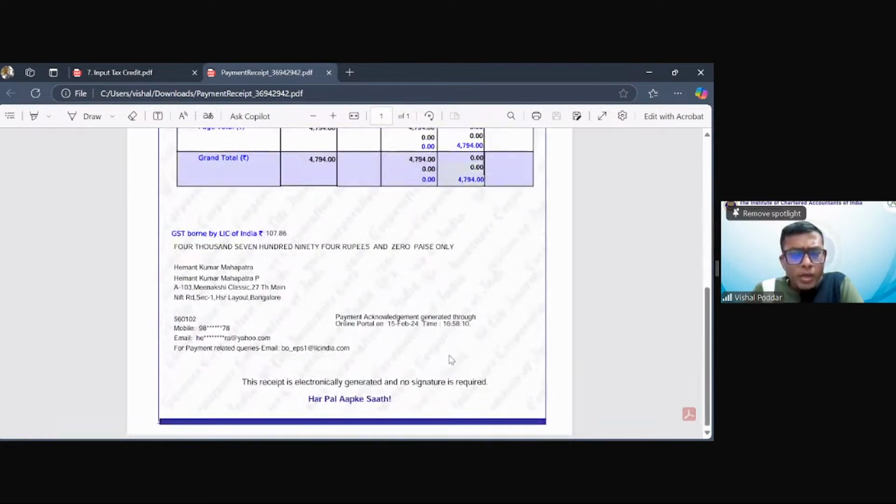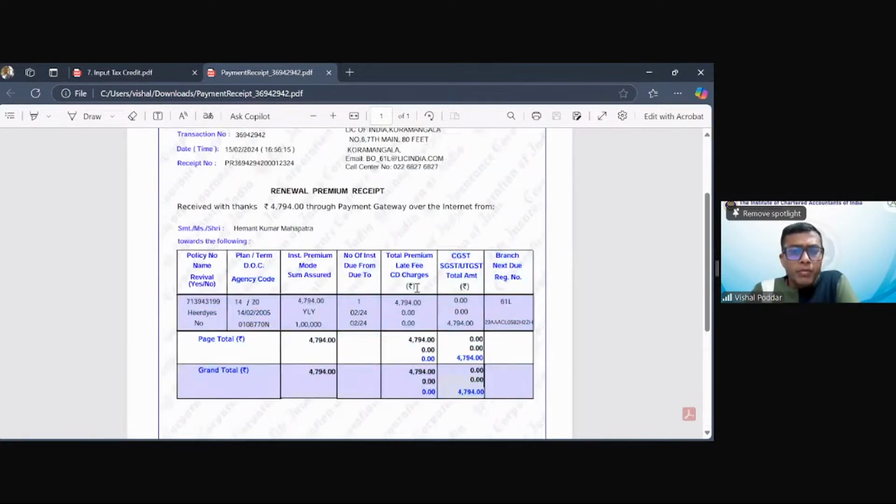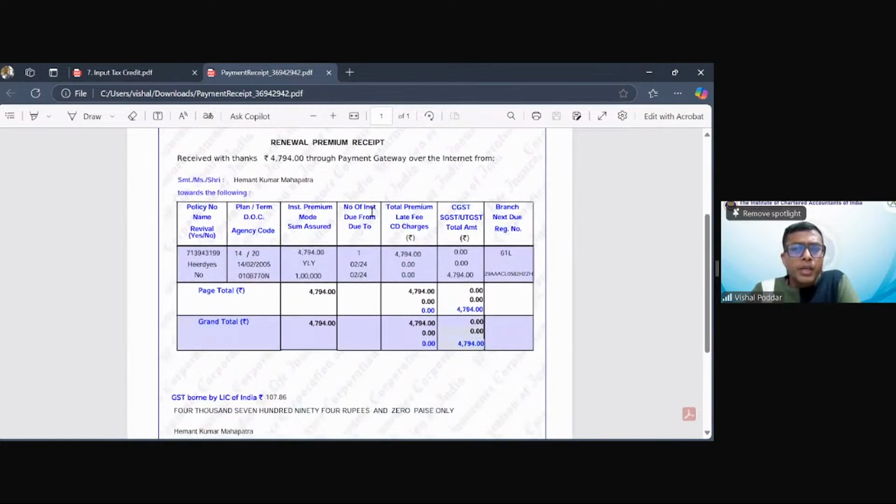Okay, so beta, they have not given you the breakup, na? It is not without GST. See, they have not given you the breakup. Read how they have given this. They have said total premium, and in total premium they have written 4794 without giving the breakup.